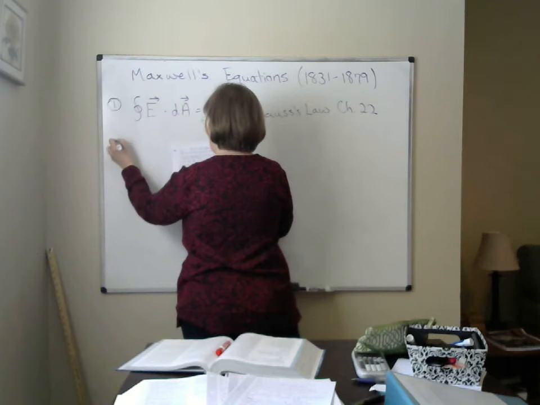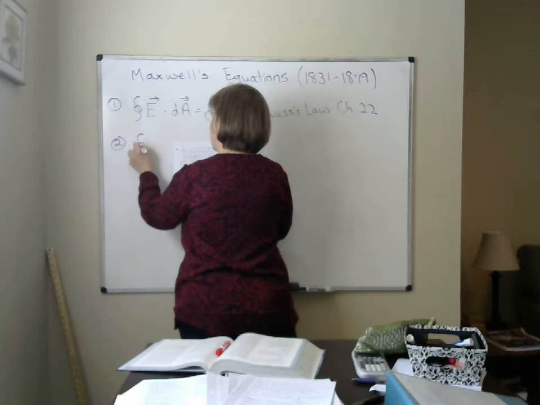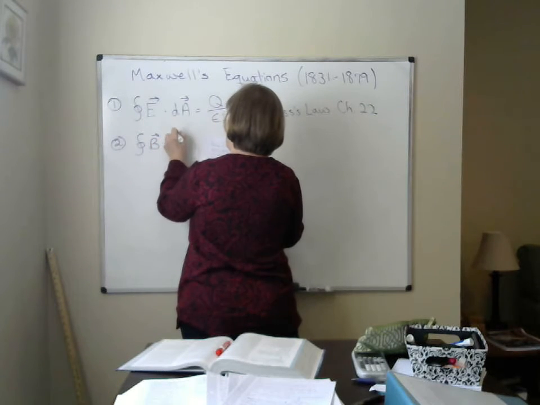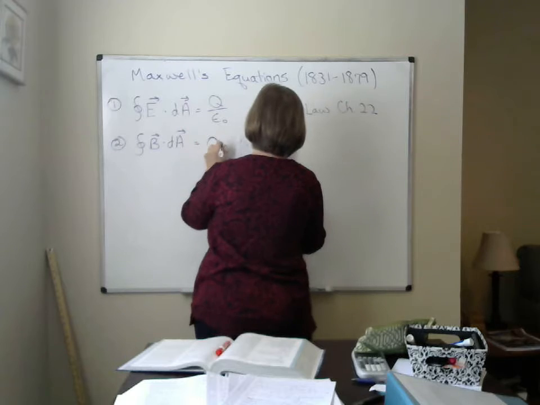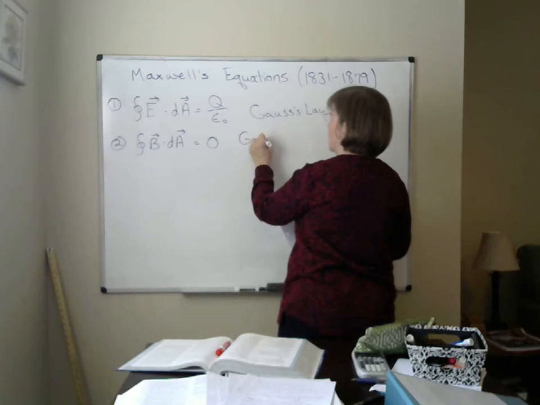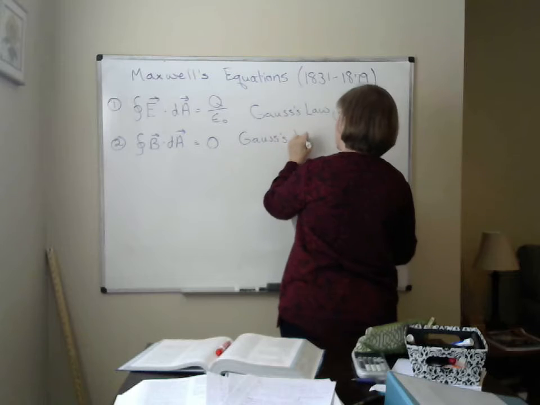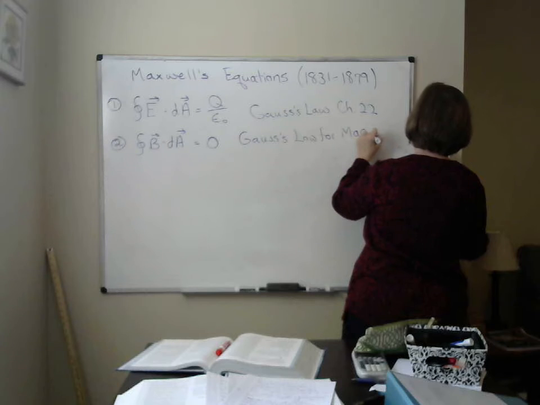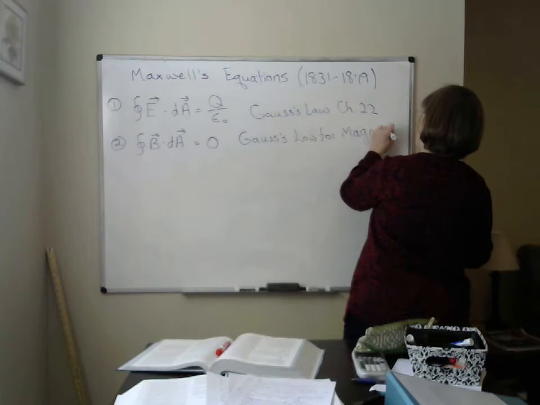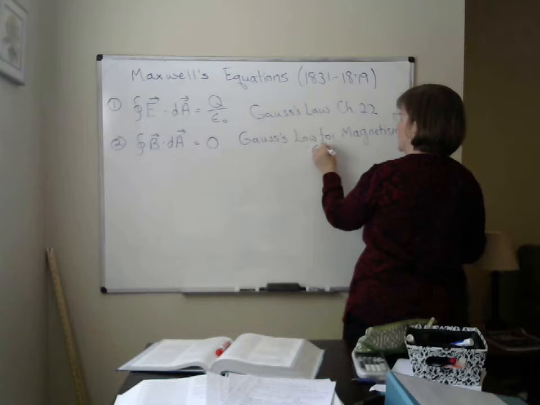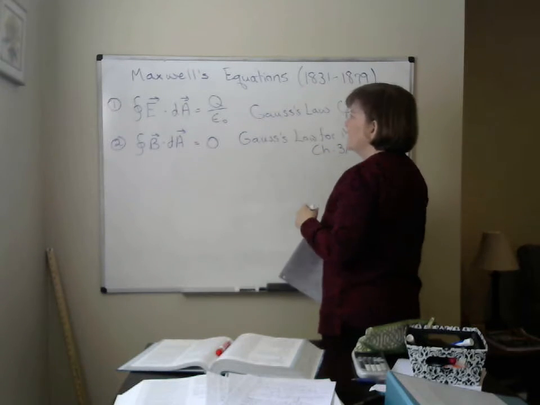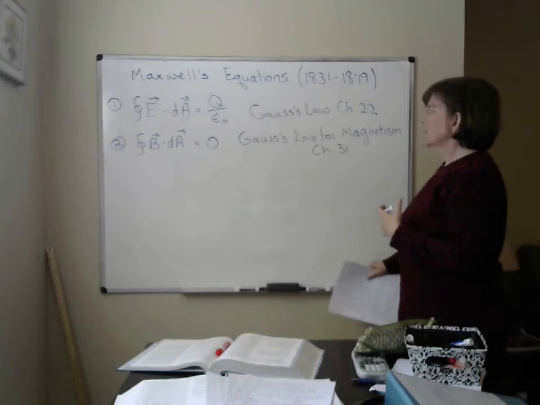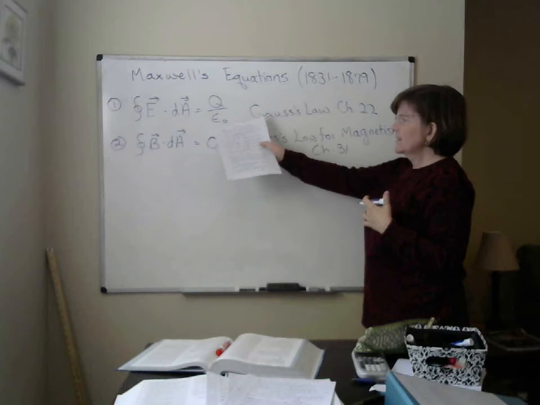His second equation says the integral of a magnetic field B dot dA is equal to 0. That's called Gauss's law for magnetism, and that's actually introduced in this chapter 31. I'll be honest, I don't know that Gauss wrote this law, I'd have to look that up. But it's a parallel situation with this same logic.